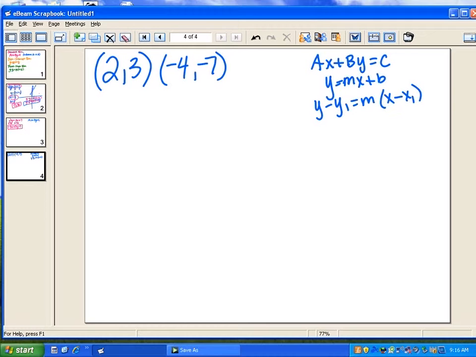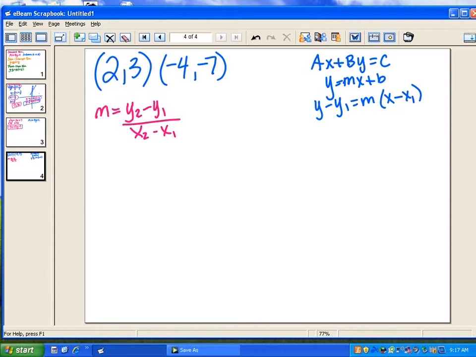What do you think, Caitlin? Find the slope. What's the formula for finding the slope? M equals y sub 2 minus y sub 1 divided by x sub 2 minus x sub 1. Okay? Does it matter which point is point 1? No, doesn't matter. We learned that yesterday.